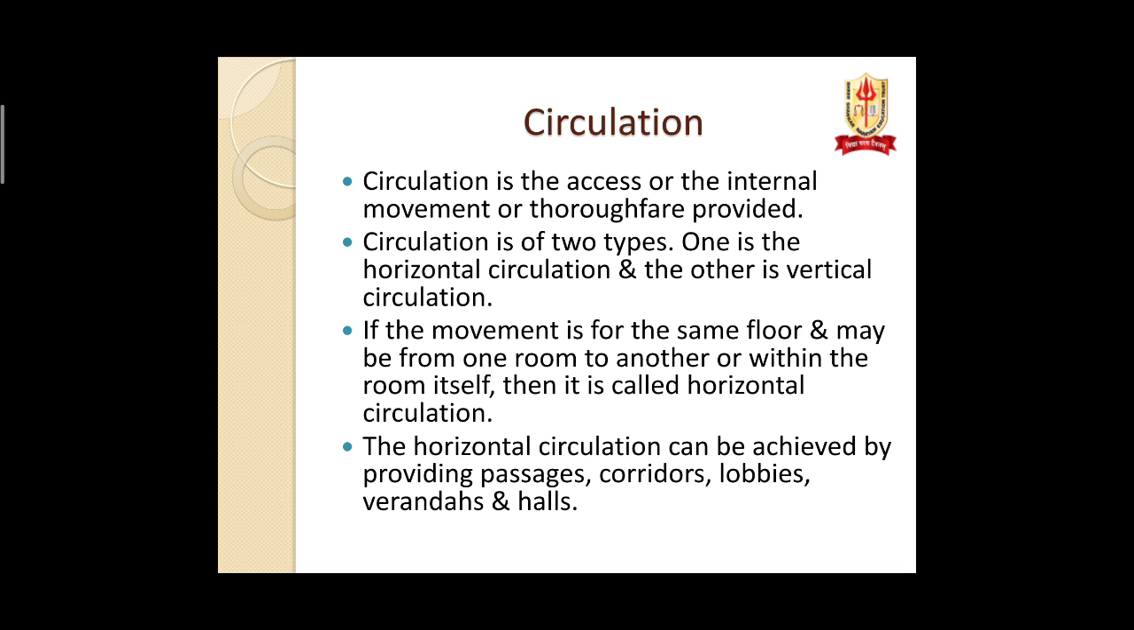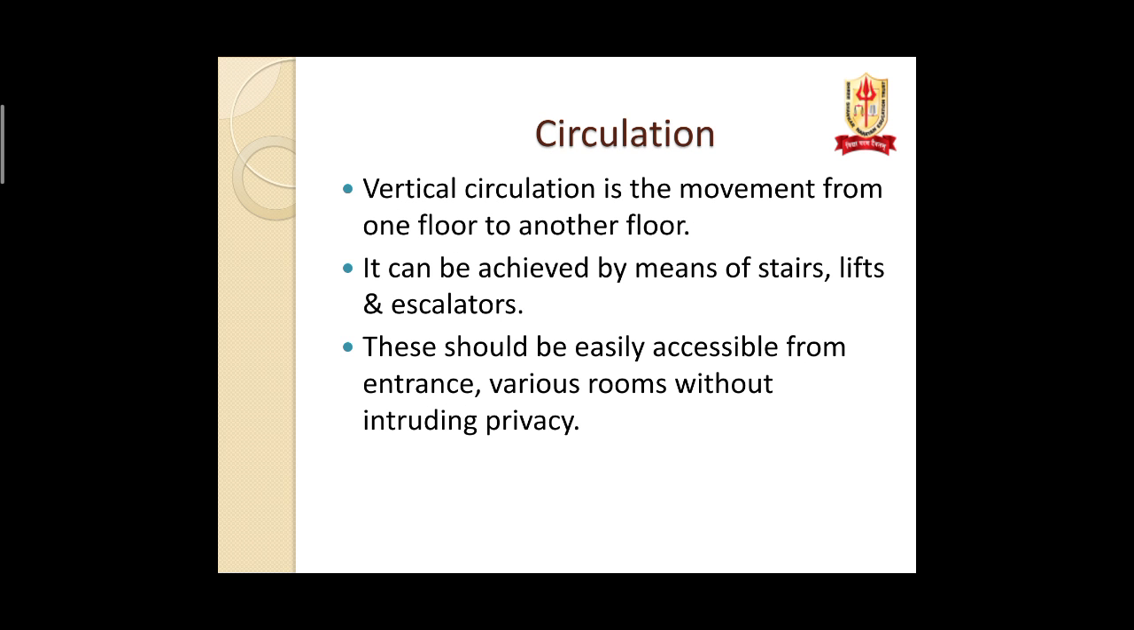Circulation is access or the internal movement or thoroughfare provided. Circulation is of two types. One is horizontal circulation and another is vertical circulation. If the movement is on the same floor, from one room to another room or within the room itself, then it is horizontal circulation. It means that if you are moving on the same floor, room to room, then that is known as horizontal circulation. Horizontal circulation can be achieved by providing a passage, corridor, lobbies, verandas or hall.